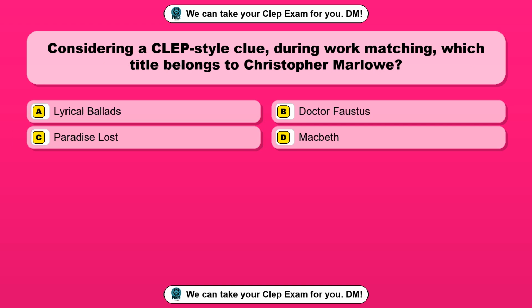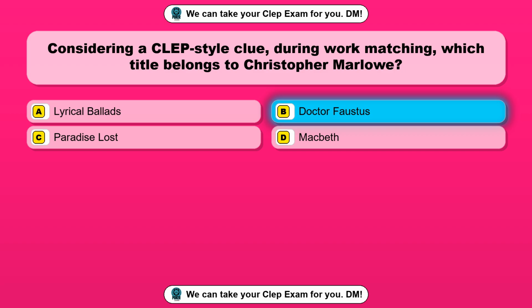Question 67. Considering a CLEP-style clue, during work matching, which title belongs to Christopher Marlowe? Option A. Lyrical Ballads. Option B. Dr. Faustus. Option C. Paradise Lost. Option D. Macbeth. The correct answer is option B.